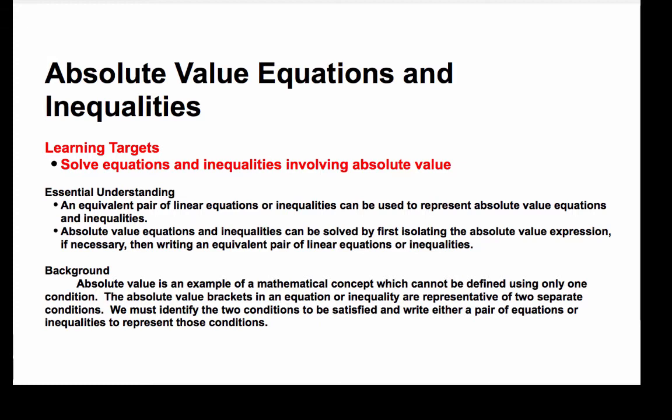Some background. Absolute value is an example of a mathematical concept which cannot be defined using only one condition. The absolute value brackets in an equation or inequality are representative of two separate conditions. And we know this from previous lessons. When we first introduced absolute value, we know absolute value is distance on a number line from 0. You can be on the left side of 0 in the negative direction, you can be on the right side of 0 in the positive direction, but either location, the distance is going to always be positive. So we have two conditions. We must identify the two conditions to be satisfied and write either a pair of equations or inequalities to represent those conditions. So in general, this is how this works.